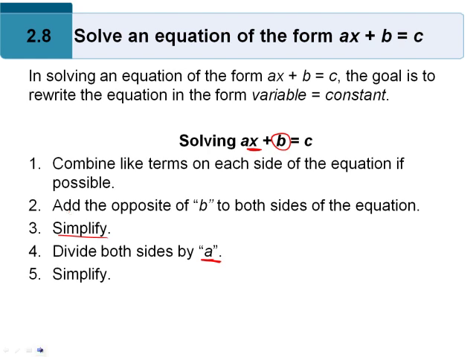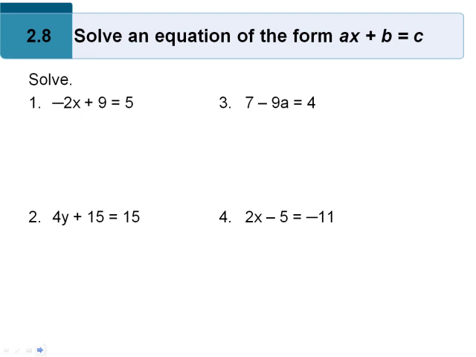All right, so let's look at some problems. So number 1, we have negative 2x plus 9 equals 5. So you've got your x term, negative 2x. Don't mess with that. You're not messing with that at all yet. You want to get rid of the constant, the 9. So you're trying to get everything away from the x. So first we're going to subtract 9 on both sides of the equal sign.